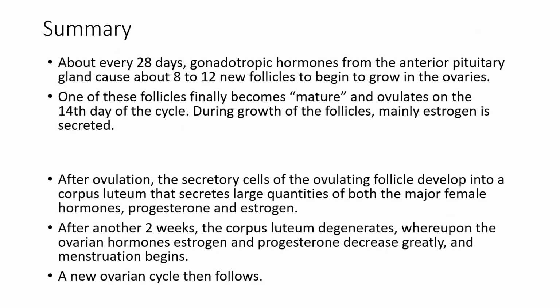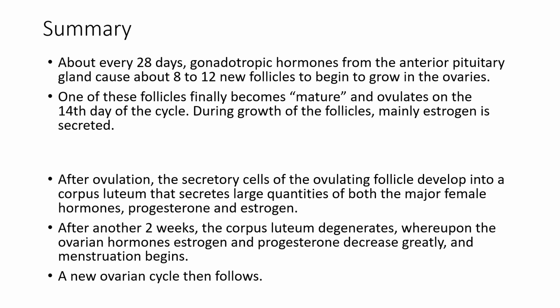Summary. About every 28 days, gonadotropic hormones from the anterior pituitary gland cause about 8 to 12 new follicles to begin to grow in the ovaries. One of these follicles finally becomes mature and ovulates on the 14th day of the cycle. During growth of the follicles, mainly estrogen is secreted.